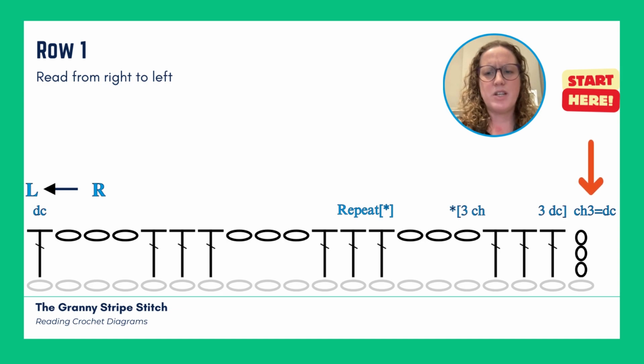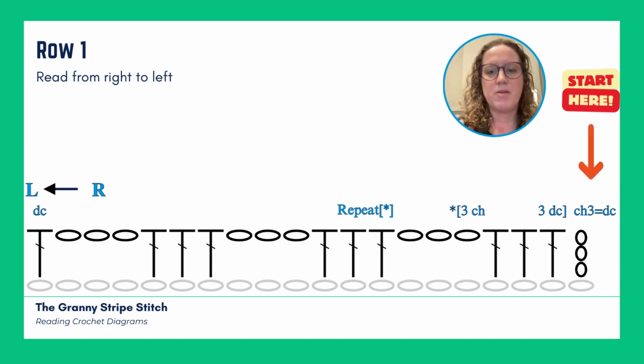So we'll start with that chain 3, that'll count as a double crochet. And then the next thing to do is create a double crochet in the next 3 stitches. So your first actual double crochet, your first stitch of the row, is going to be placed into the 5th chain from the hook. You'll create a double crochet in the next 3 stitches, and then you're going to skip 3 stitches, and you're going to create 3 chains above those stitches. And then that's the pattern.